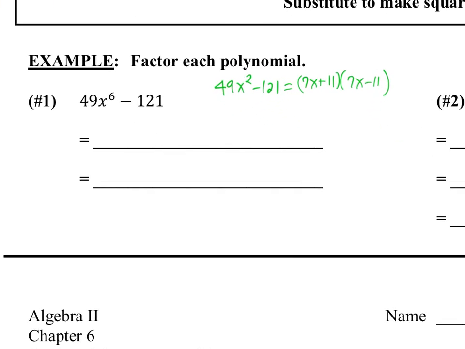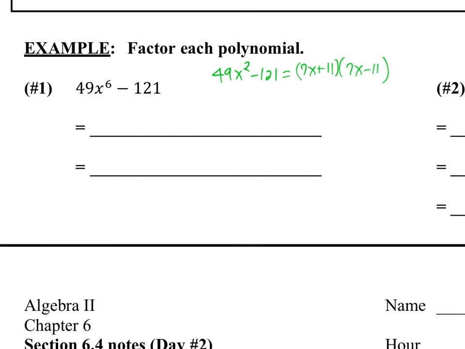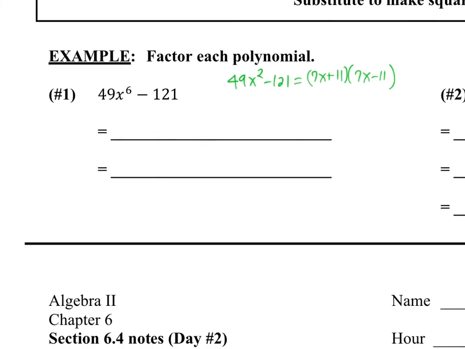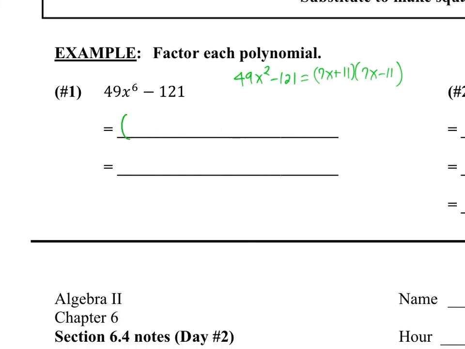Okay, this one's a similar thing because we have an even exponent in the 49x to the 6th. So what I'd like you to do is divide the power in half, and I'll show you why in a second. This first term can be rewritten as: square root of 49 is 7, square root of x to the 6th is x cubed. So it's 7x cubed to the 2nd minus 11 to the 2nd power, because if you redistribute that 2 to both of these, you would get 49x to the 6th. So when you take the square root of an even exponent, you divide it in half.